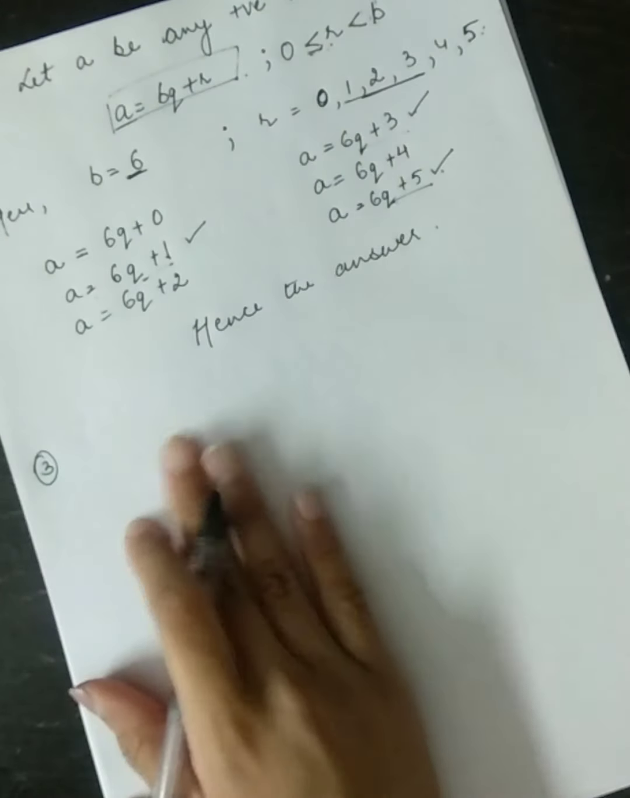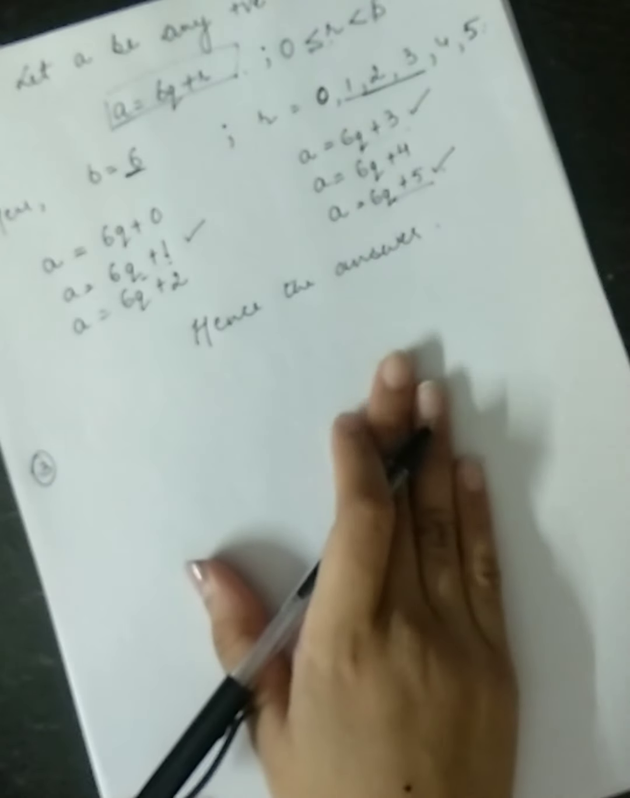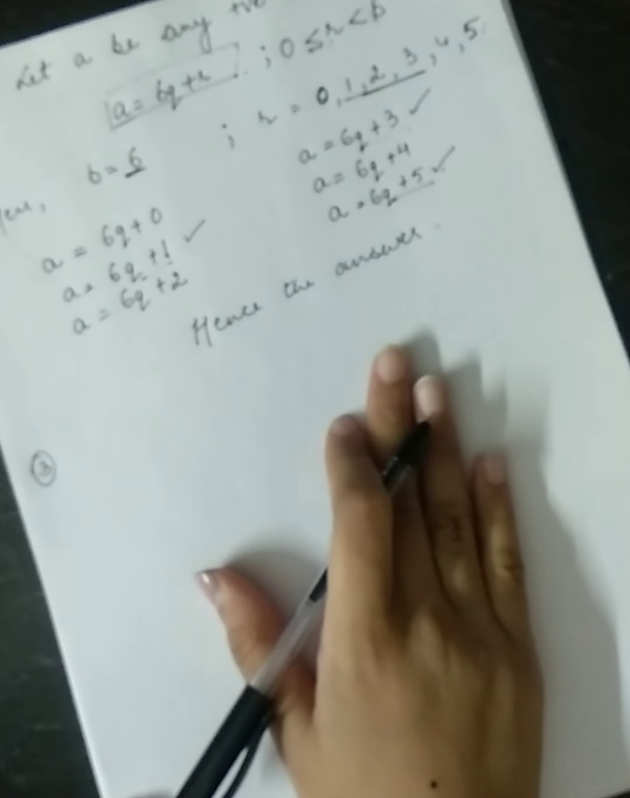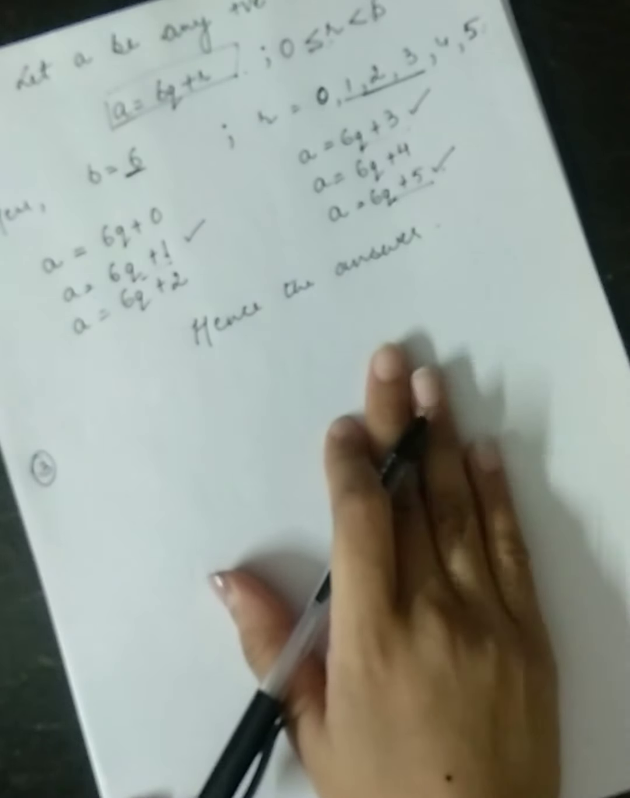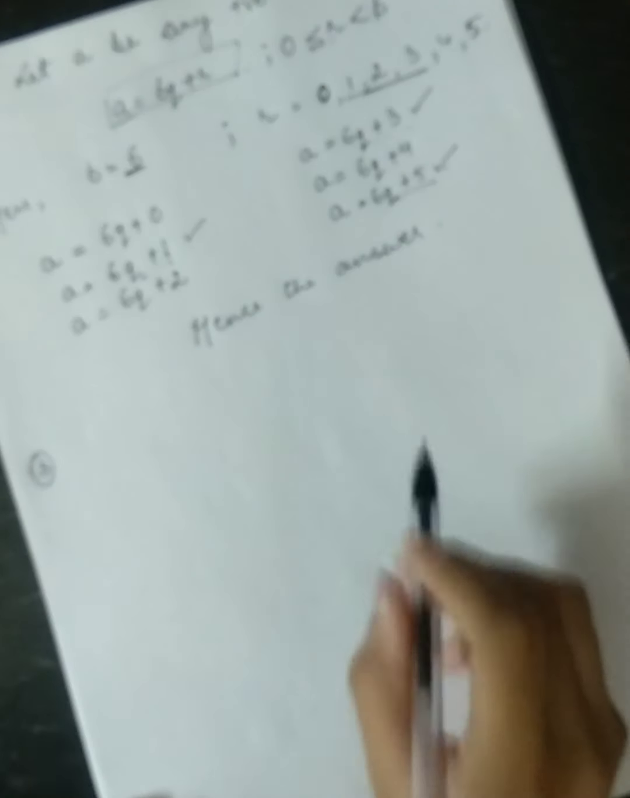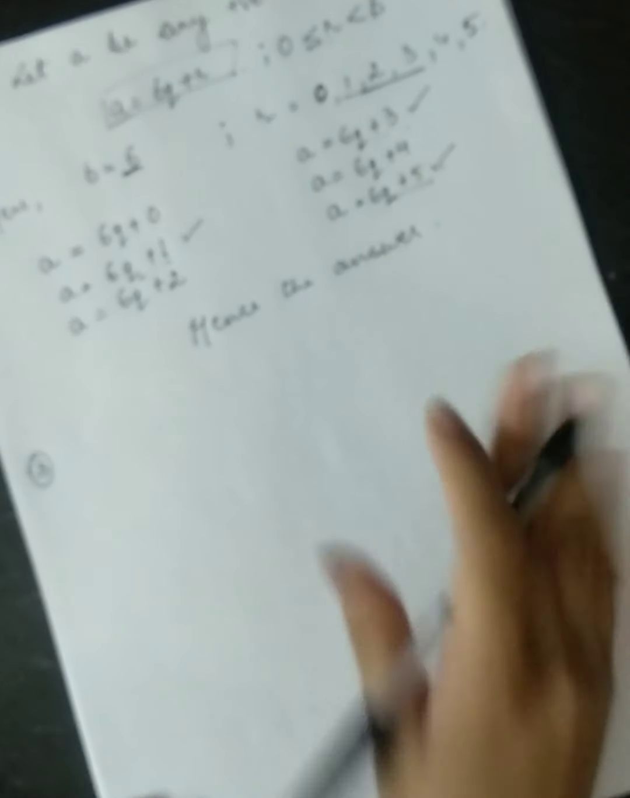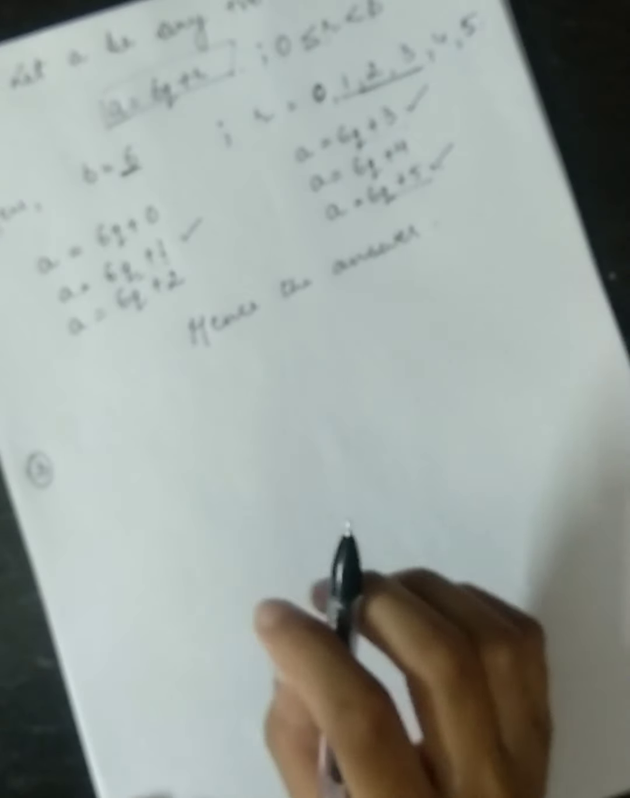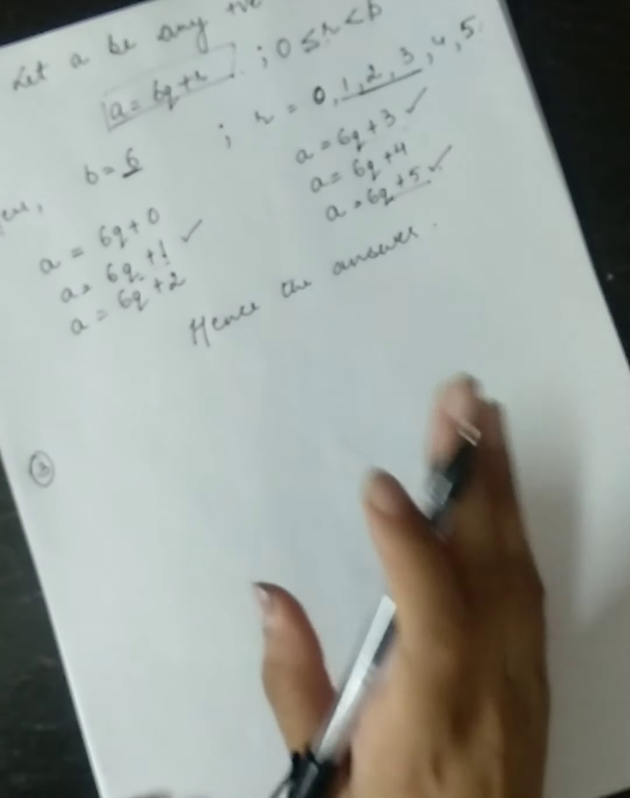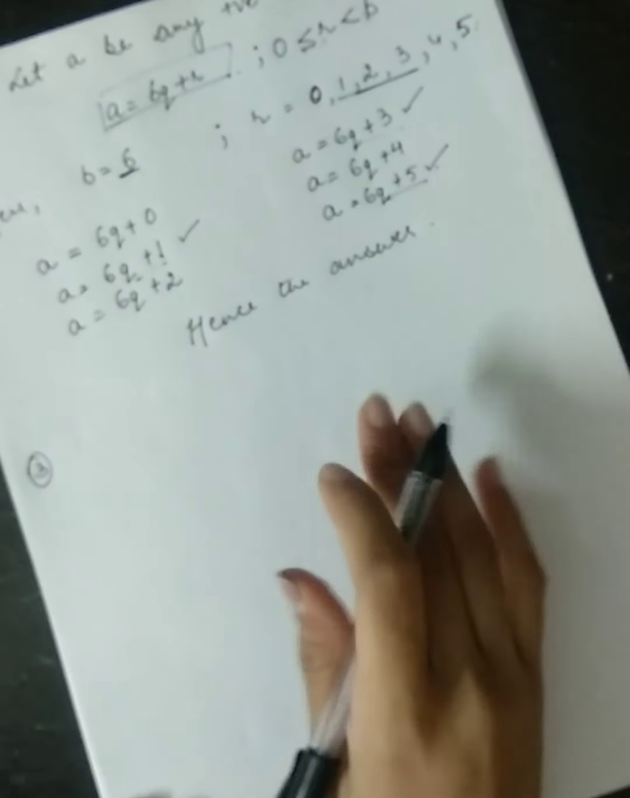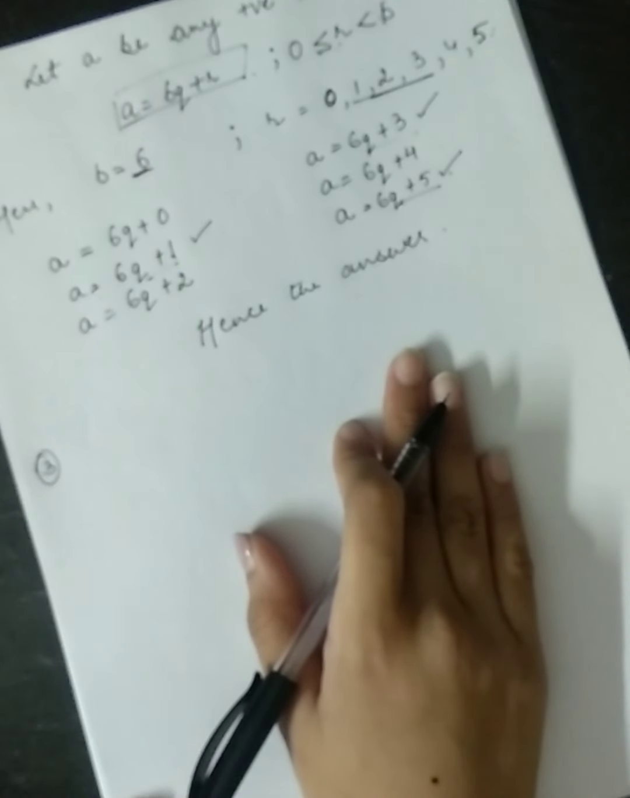So our third question is, an army contingent of 616 members is to march behind an army band of 32 members in a parade. The two groups are to march in the same number of columns. What is the maximum number of columns in which they can march?